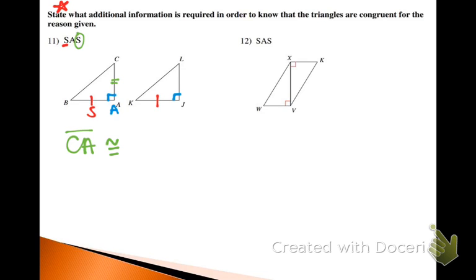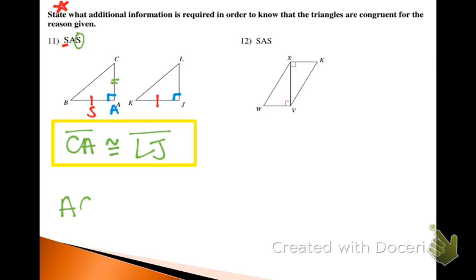It does matter the order of the letters for the second triangle. If I said CA in the first triangle, it would have to be congruent to LJ. And that's your answer. You could have reversed the letters. I did hear someone say AC. But if I said AC, I would have to say JL. That's all. So both are correct. Both are fine.